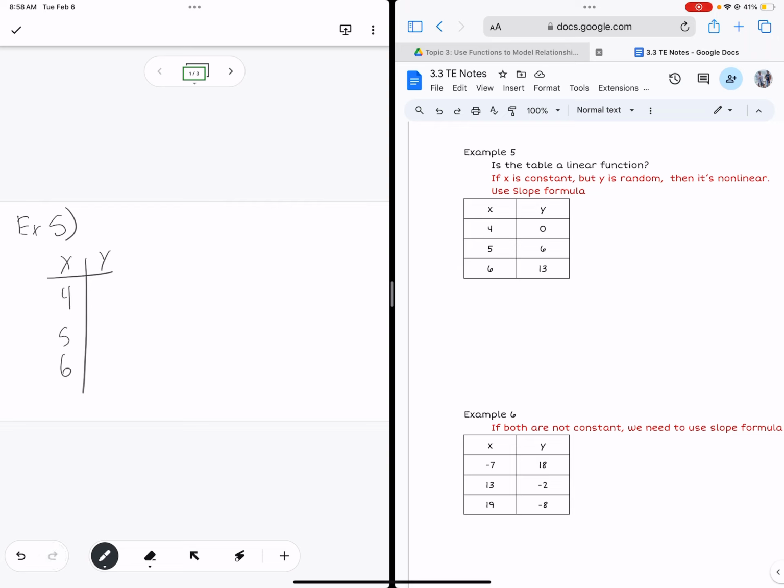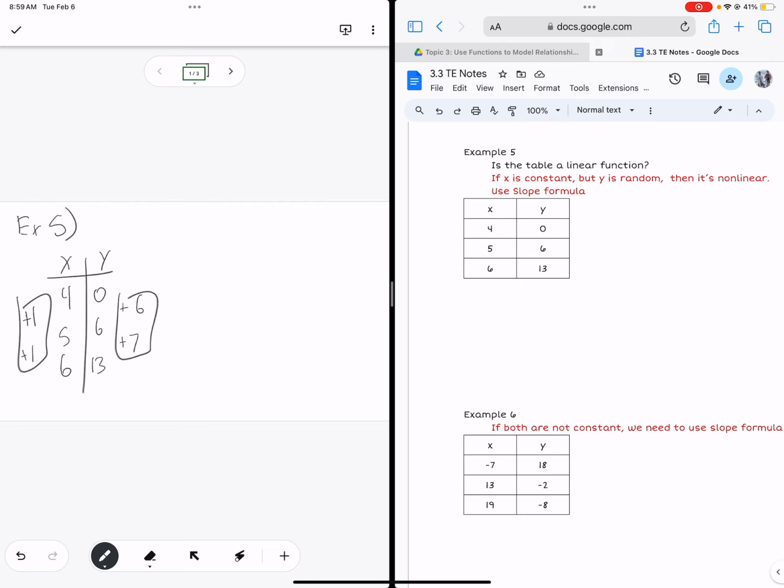For example 5, we have this chart. We have 0, 6. So first thing right off the bat, is there a pattern for x? Emmy, example 5, is there a pattern for x? Yes, there is. What are you adding by each time? Adding by 1, right? So there is a pattern for x. However, is there a pattern for y? No, you're adding by 6, and then you're adding by 7.